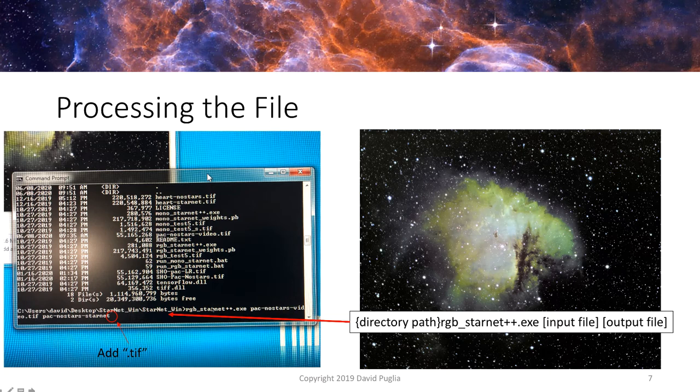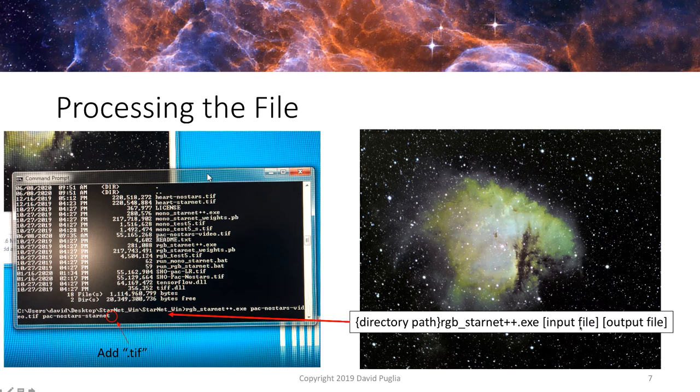So we're going to process the file. Here you just have to be really, really careful. So the syntax is the directory path, that's the directory. We talked about that in the previous slide: users, David, desktop. You have to find this on your PC. Now, this is really important, and you have to be very precise here. In this case, it's a color image, so it's called RGB_Starnet++.exe. You have to type it just like that. If you don't, it's not going to run.